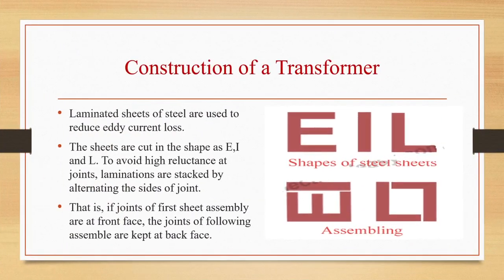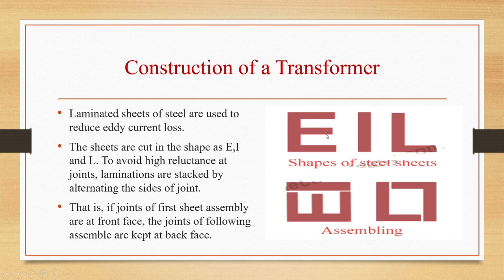Laminated sheets of steel are used to reduce eddy current losses. So the E and I, these are the basic various shapes of sheets of the core of a transformer.